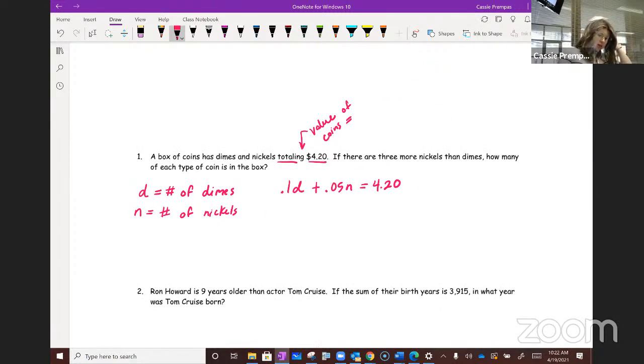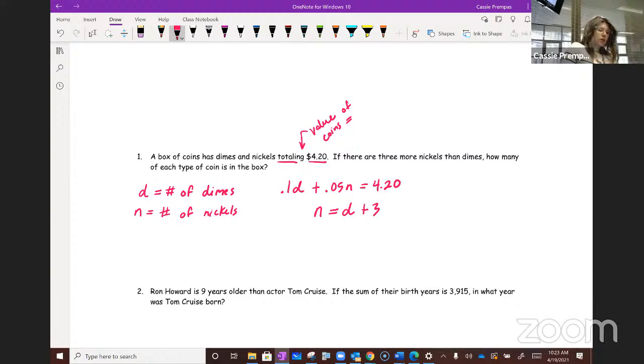If there are 3 more nickels than dimes, how many of each type of coin is in the box? So now I'm looking at the quantity. I like to start with which one's greater. Which one's greater, the amount of nickels or the amount of dimes? The nickels, because there are 3 more nickels than dimes. So the amount of nickels, since it's bigger, is going to equal the amount of dimes plus 3, because there are 3 more nickels than dimes.